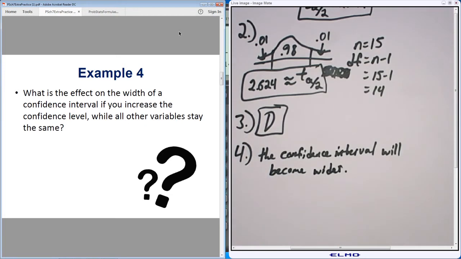I'm 100% confident that all humans are between 1 inch and 1,000,000 inches tall. Yeah, I'm so confident because my interval is so wide.